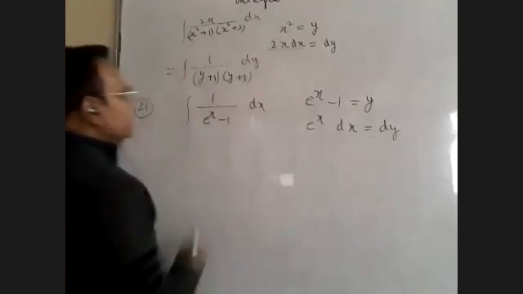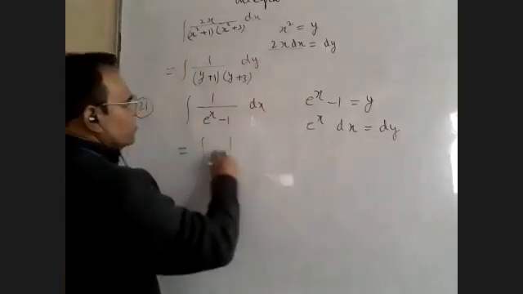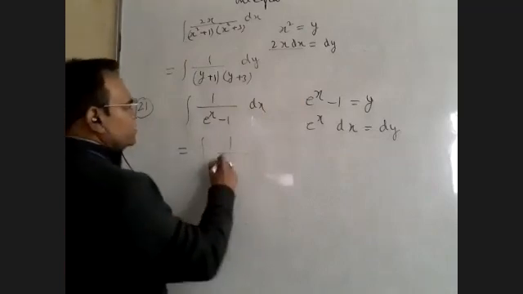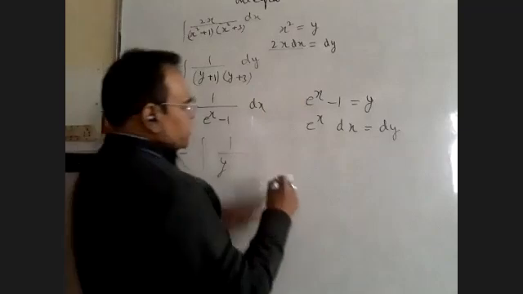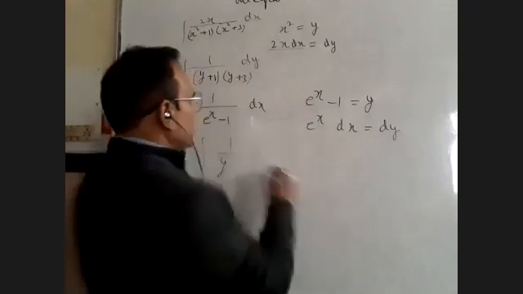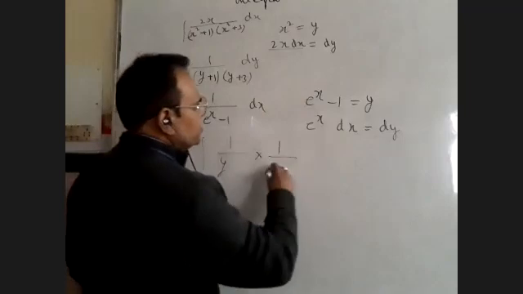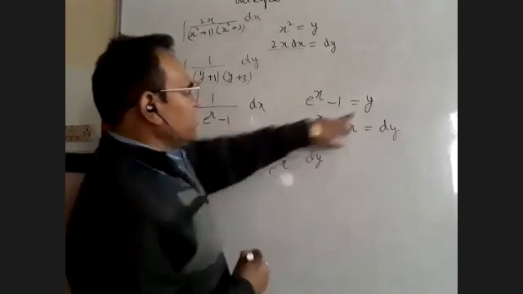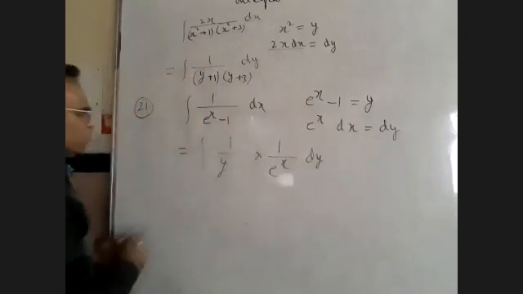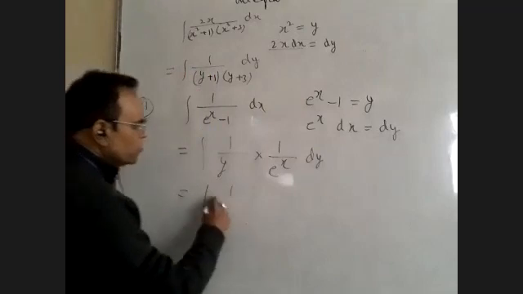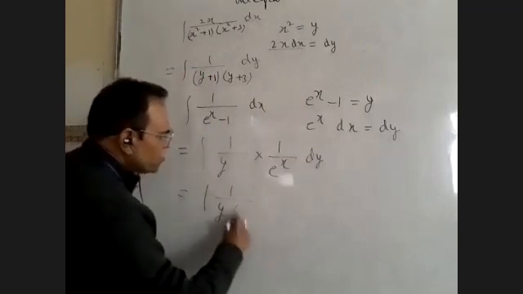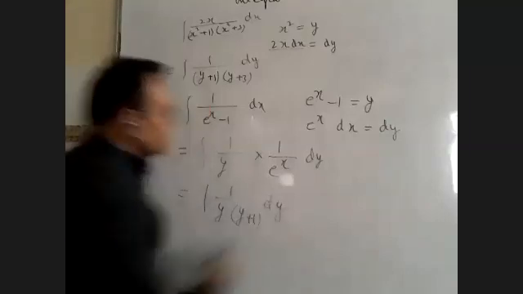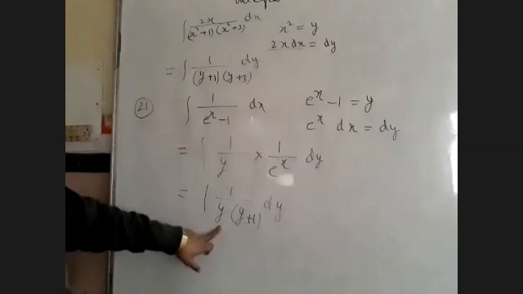So you can write 1 upon e to the power x minus 1 is equal to y, or dx is equal to 1 upon e to the power x dy. In place of e to the power x, you can write y plus 1, so it is 1 upon y into y plus 1 dy. So now you are seeing here, it is the integrable form.